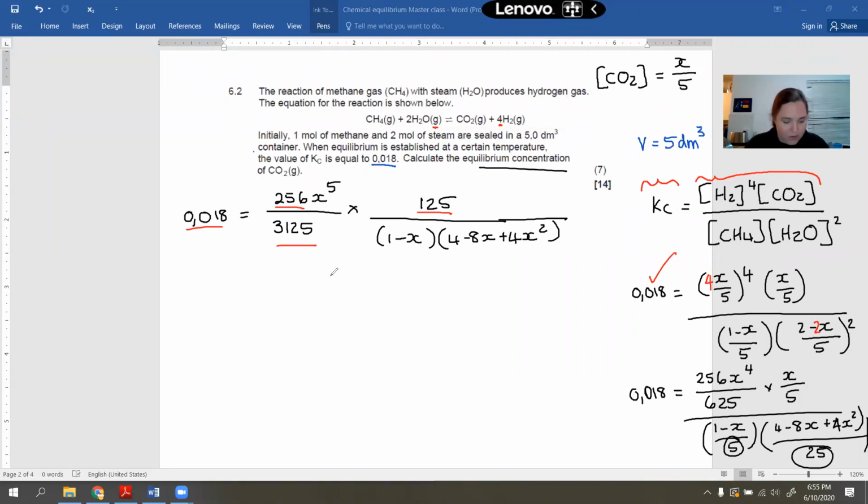So 0.018 times by 3,125 divided by 256 divided by 125. I get an answer, I'm going to leave it that way, as 9 over 5120 is equal to x to the power of 5 over, and then I'm going to start working here.